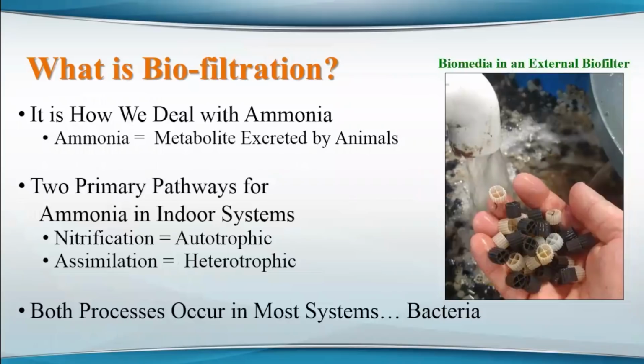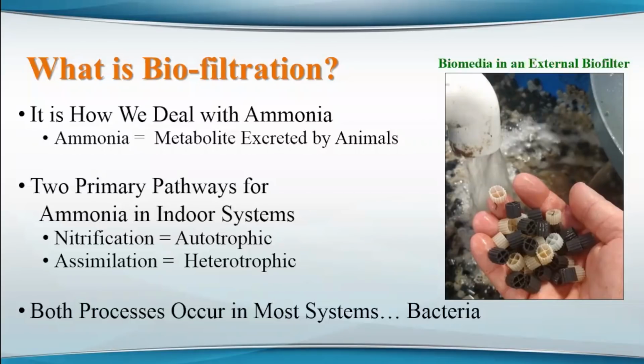So I've used the term biofiltration quite a bit, and this is a very important topic when you're thinking about indoor aquaculture systems. Biofiltration is the way that we deal with ammonia. That ammonia is the metabolite excreted by the animals, and it's very toxic to the animals. So we have to deal with that pretty quickly. And really, in these indoor systems, there's not a lot of algae usually. So we're not looking at algae as a big pathway for nitrogen anymore like you would in a pond.